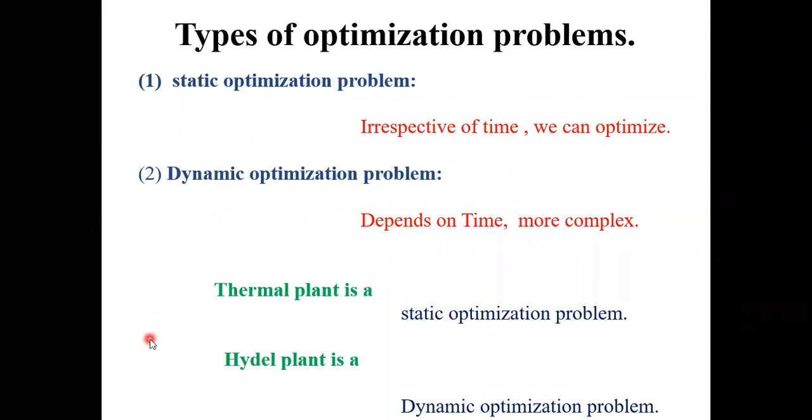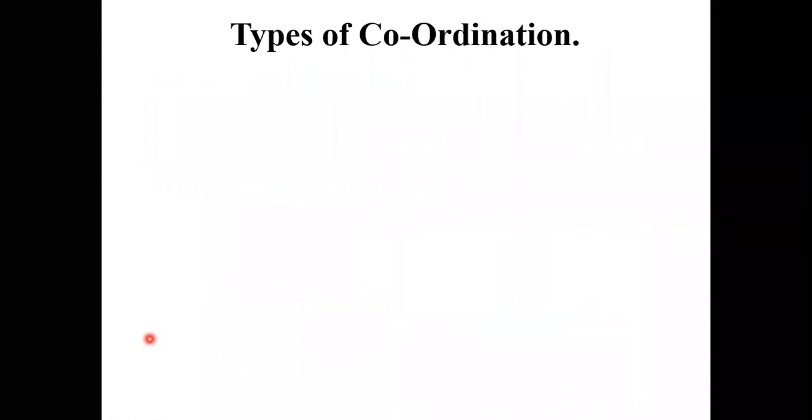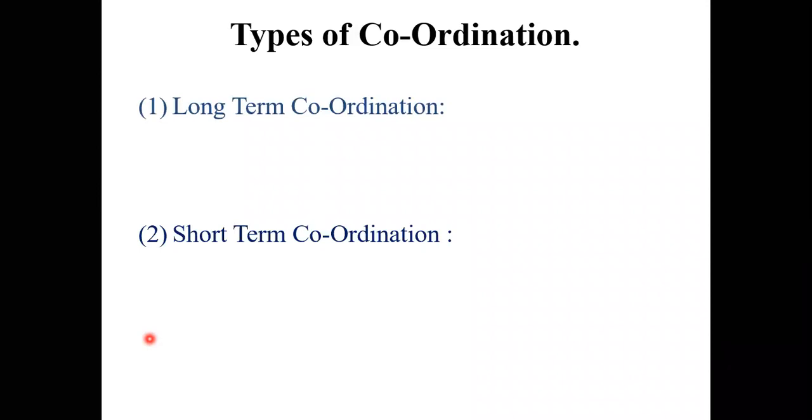Next, we will move to one more classification, that is, types of coordination. Here you have two types: long-term coordination and short-term coordination. On what basis can we classify the coordination into two types? Based upon time. How much time we are going to coordinate these two power plants, whether on a long-term basis or a short-term basis. Based upon this point, we can classify our coordination into two types: long-term coordination, and the second one, short-term coordination.